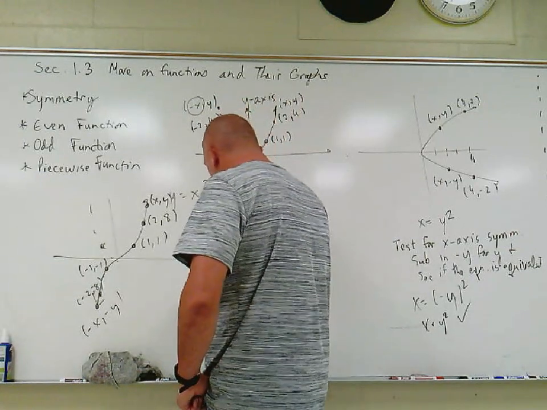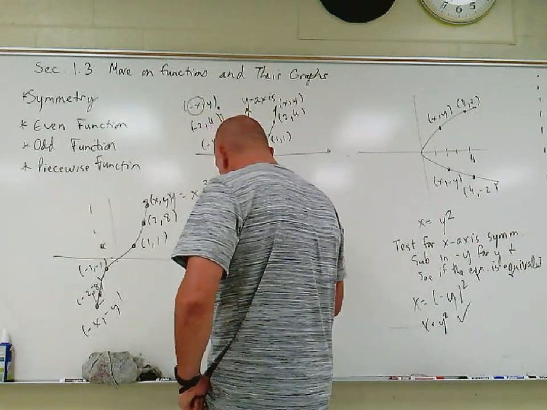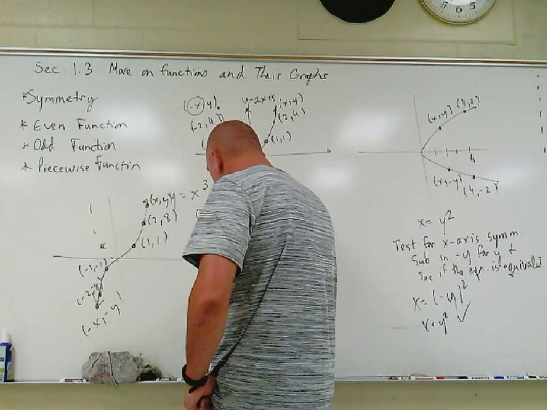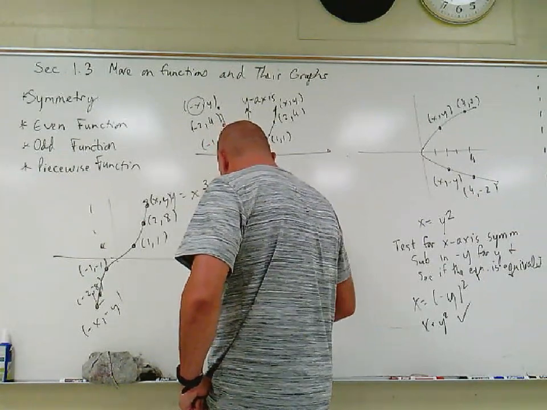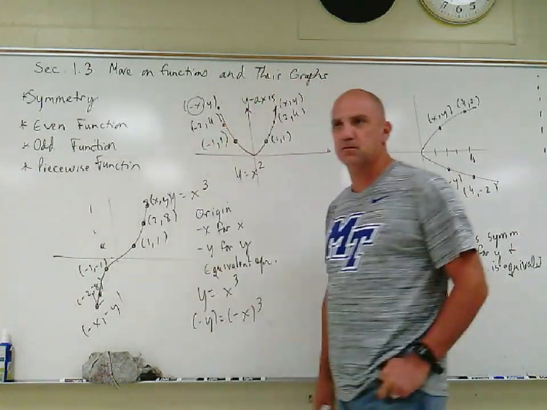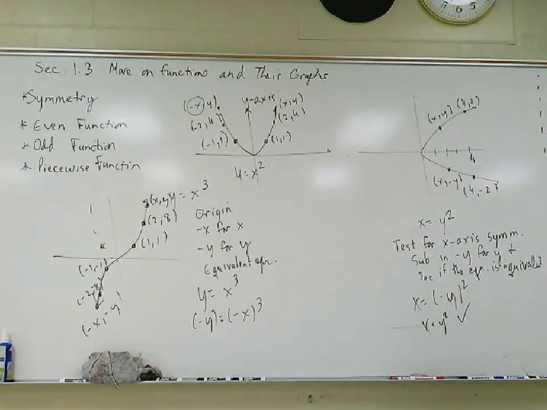So if I have y equals x cubed, sub in a negative y for y and a negative x for x and see what happens. Simplify it as much as you can and see if you still get the same equation. And that's how you show that it's equivalent.